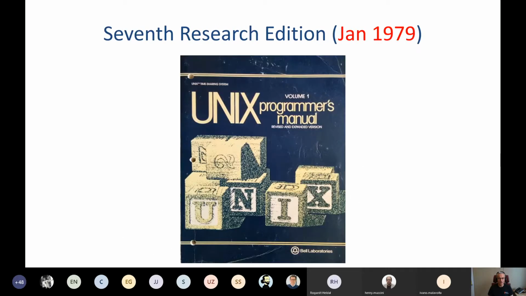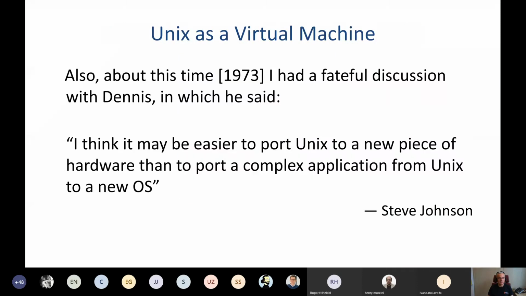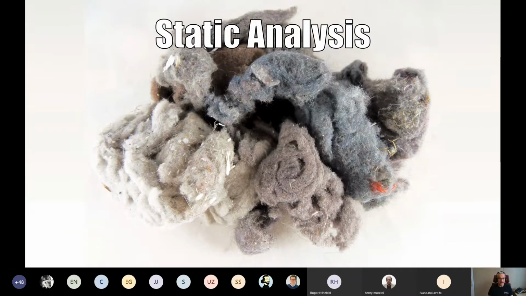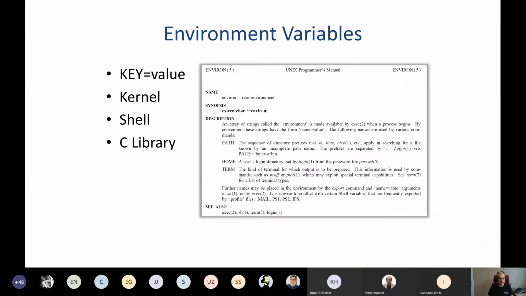The 7th research edition, some claim it's an improvement not only over its predecessors, but also over its successors, brought with it an important idea, the idea of Unix as a virtual machine. So Steve Johnson recounts that Dennis Ritchie said, it may be easier to port Unix to a new piece of hardware than to port complex applications from Unix to a new operating system. So they decided they would use Unix as an abstraction, move it to several machines and have applications run like that.